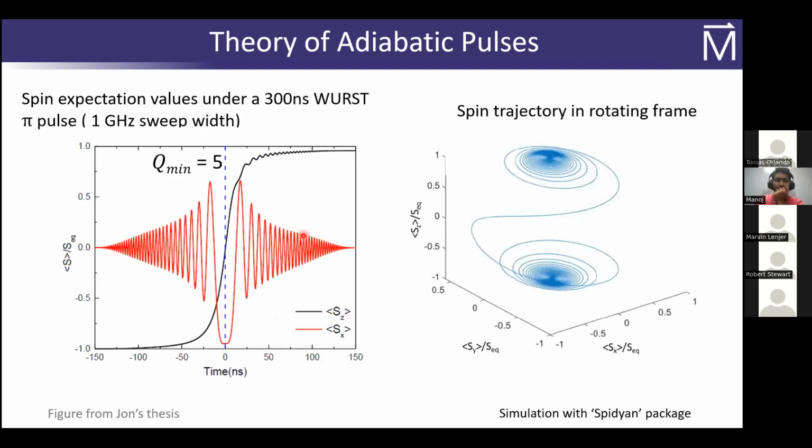This is the simulation we can do using the SPIDIAN package. Here we have done the spin excitation under a 300 nanosecond chirp pulse with a 1 gigahertz sweep width. Here we see the magnetization going from -1 to +1 adiabatically. And this is the spin trajectory in the rotating frame, which is similar again, going from -z to +z.